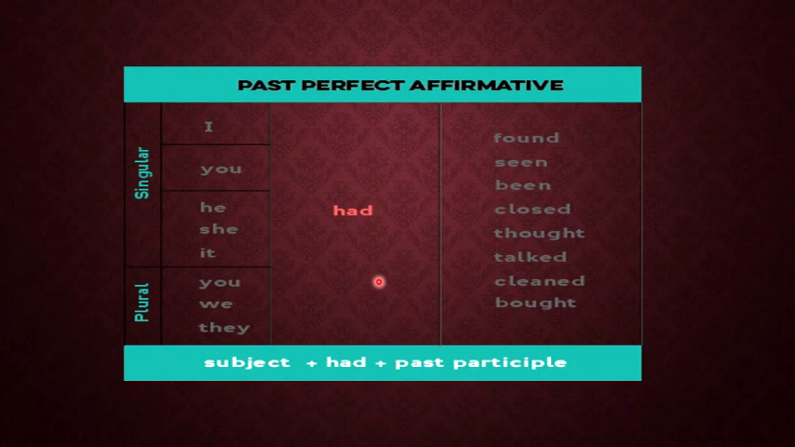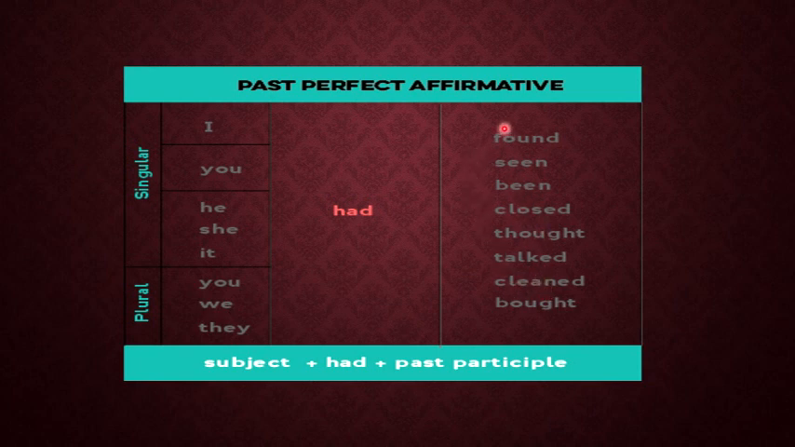Now see the past perfect affirmative. There are certain examples with the singular I, you, he, she, it, or with plural subjects you, we, they. The helping verb is always had. So I had found, you had seen, he had been, she had closed, it had thought, you had talked, you had cleaned, we had cleaned, they had bought.